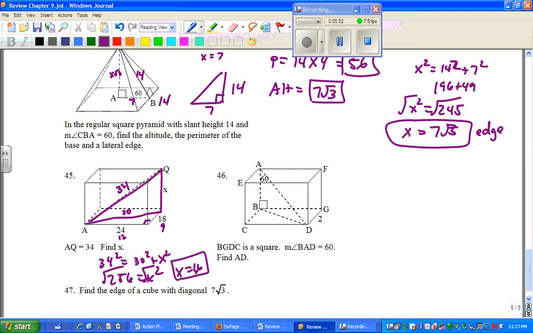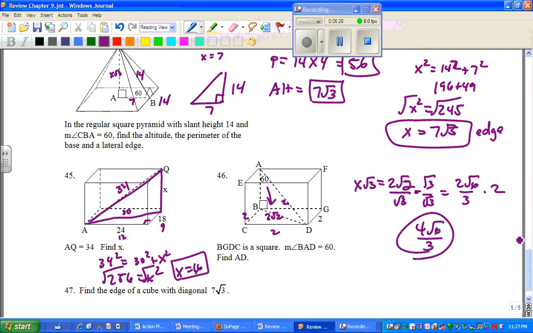Find AD. AD is the slant height. BC is a square, so each side is 2. So this bottom is 2 roots of 2. Crossing the 60 side, so x root 3 is equal to 2 roots of 2, x equals 2 roots of 2 divided by root 3. Multiply top and bottom by root 3. So then you get 2 root 6 over 3. And then you want the 90 sides, you multiply by 2. So final answer is 4 root 6 over 3.